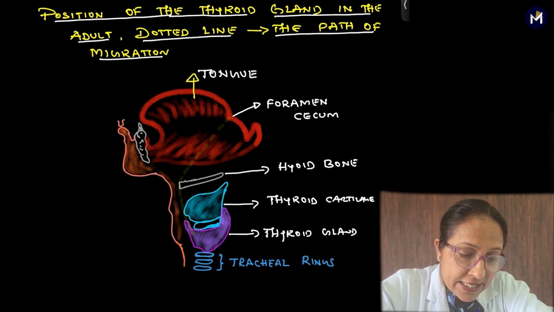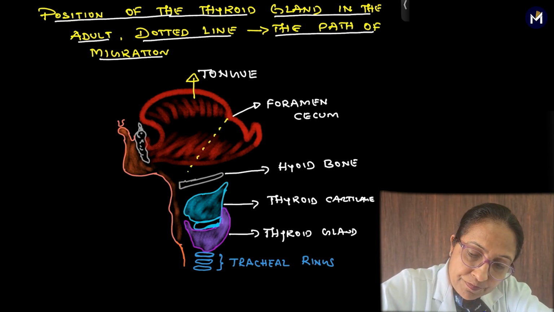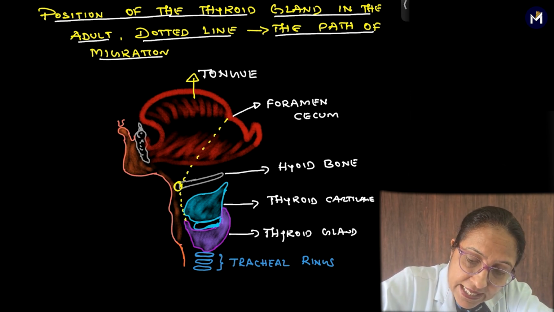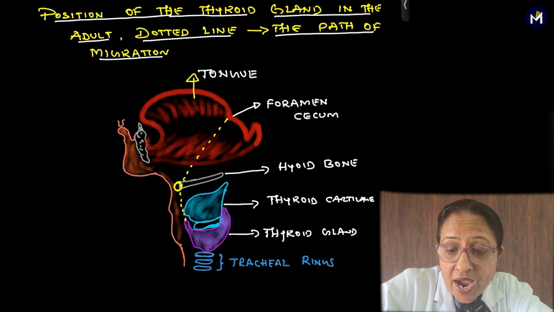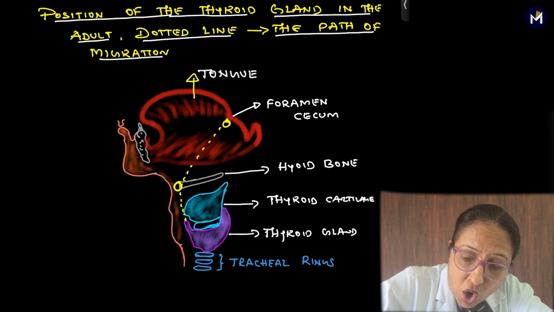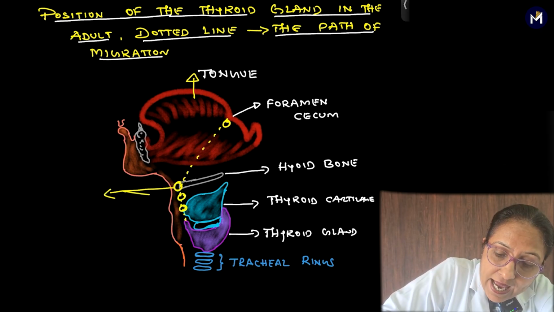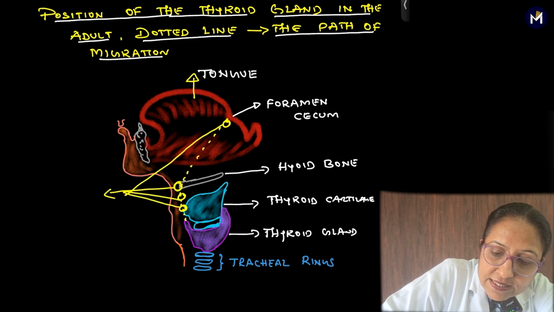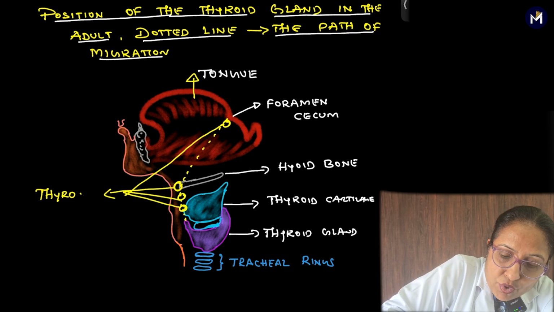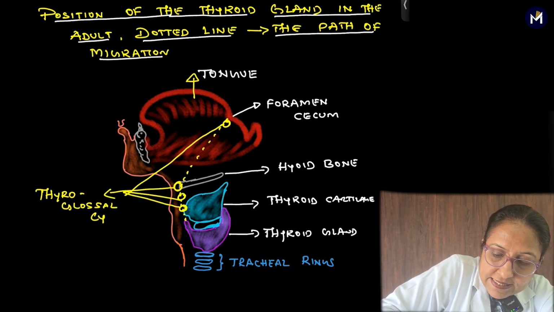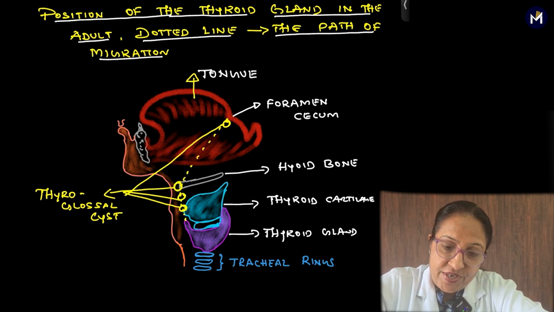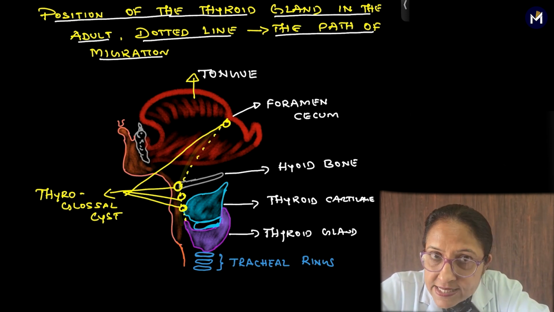But sometimes this duct persists, and when it persists, a small cyst develops in that thyroglossal duct at the level of the tongue, or at the level of the hyoid bone, or at the level of the lower part of the hyoid bone, or at the level of the thyroid cartilage. This is called a thyroglossal cyst. So, it is very obvious from the development that these cysts are connected to the tongue.